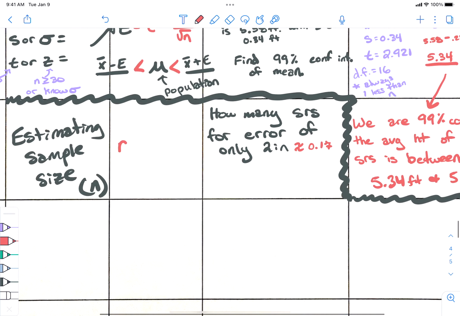Here's your formula. N is equal to Z times standard deviation over E, squared. How much did Isaac lose by? 15-2. So N is equal to Z times standard deviation over E squared.